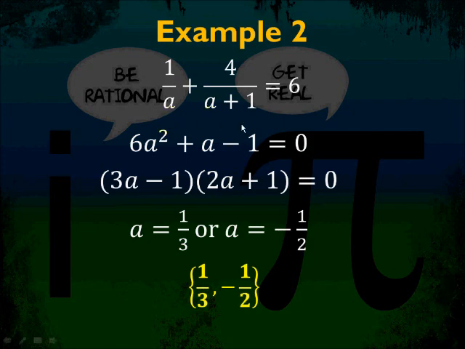So again, when you have denominators that do not have a common factor, you're probably going to have to multiply every term by this times this and solve for a.